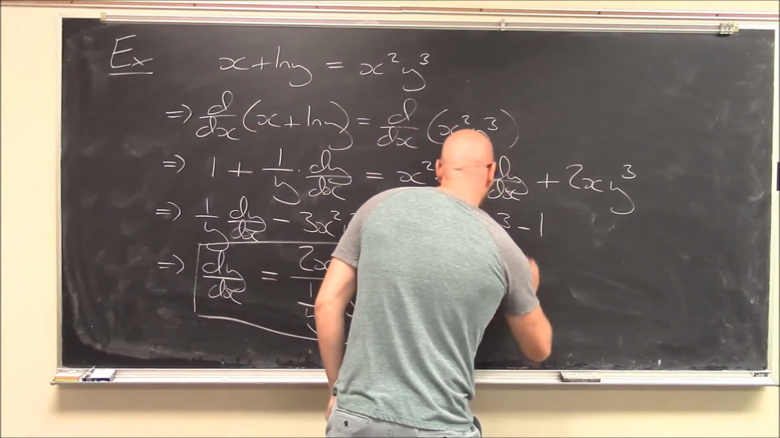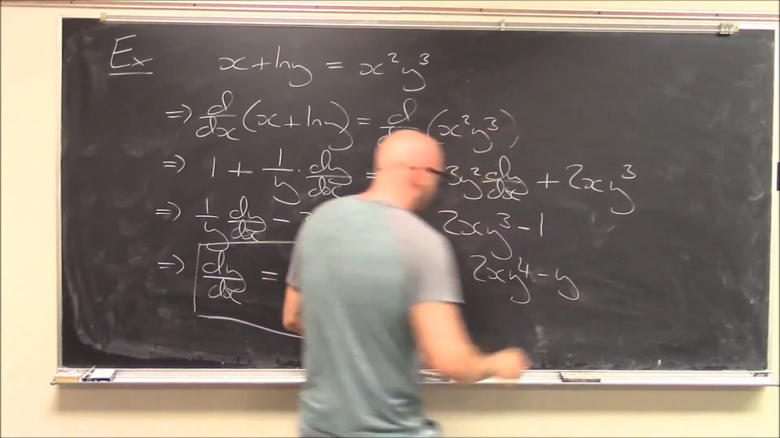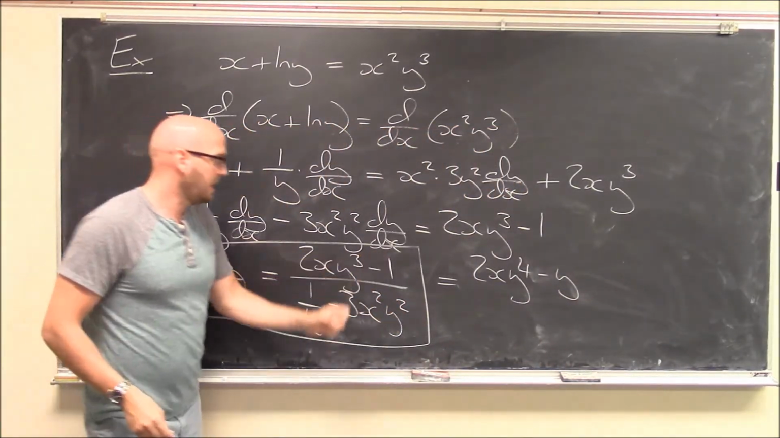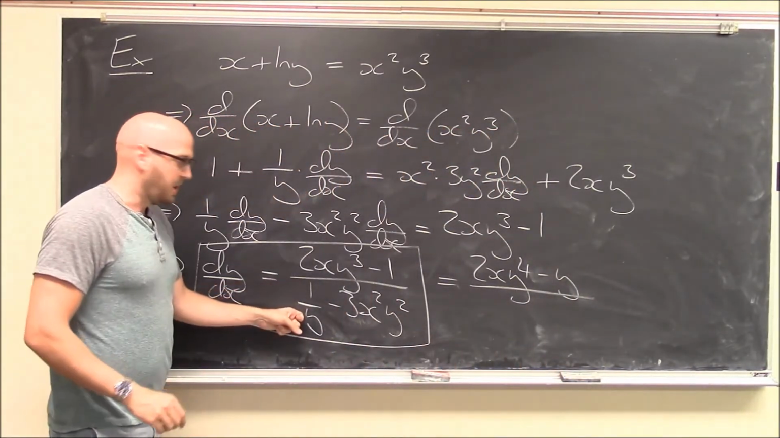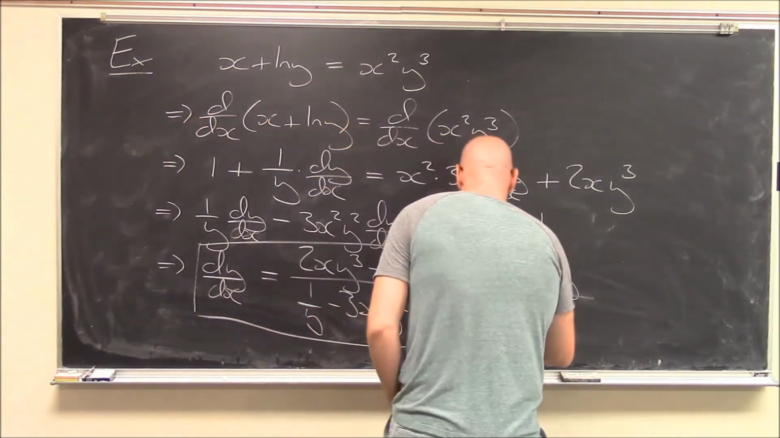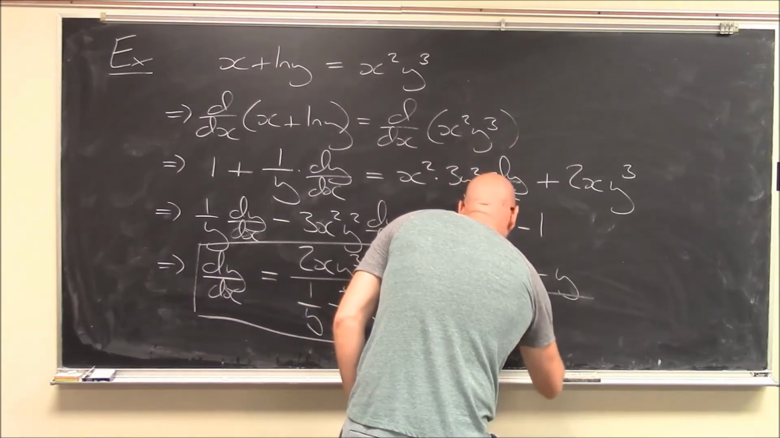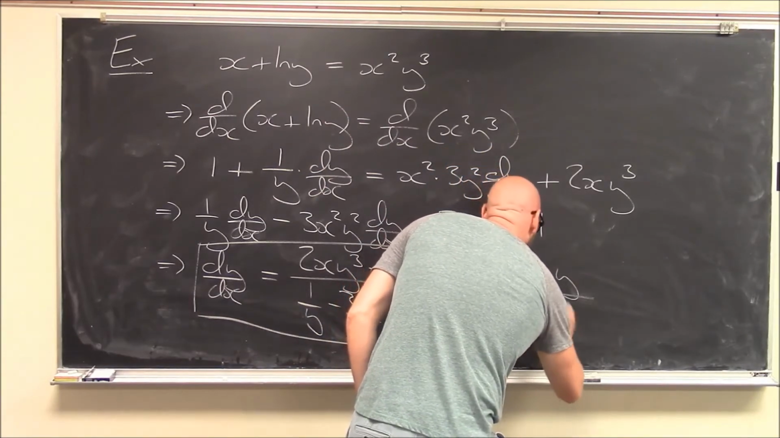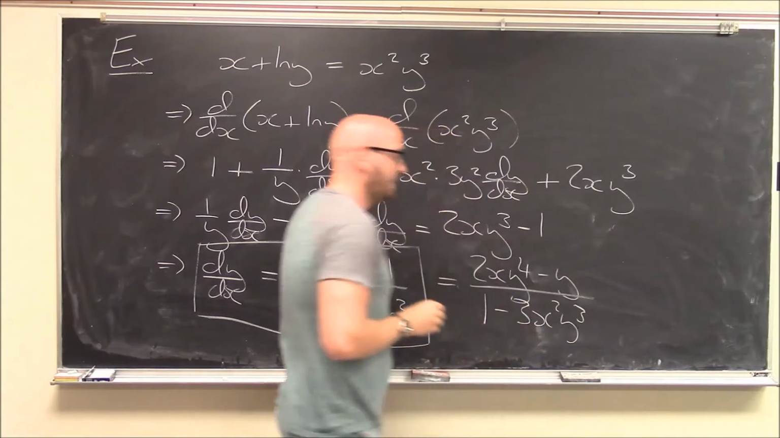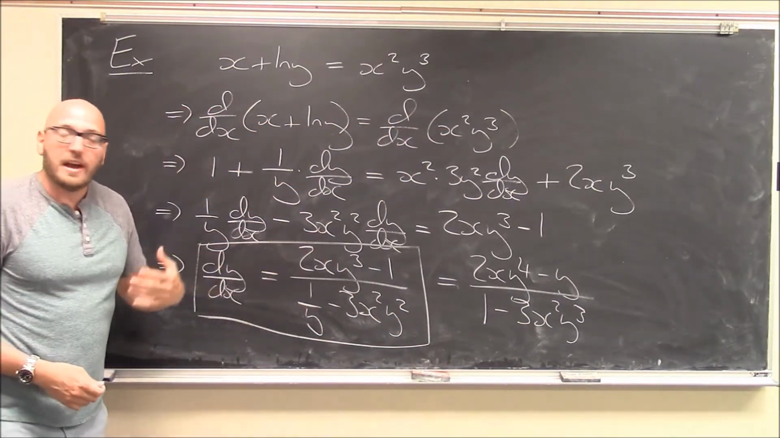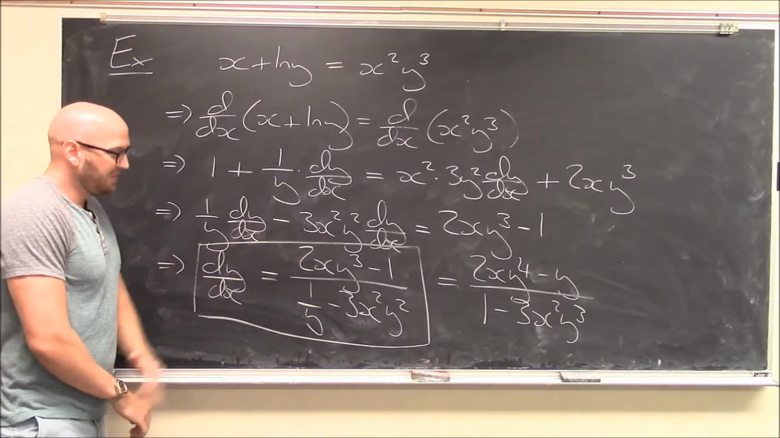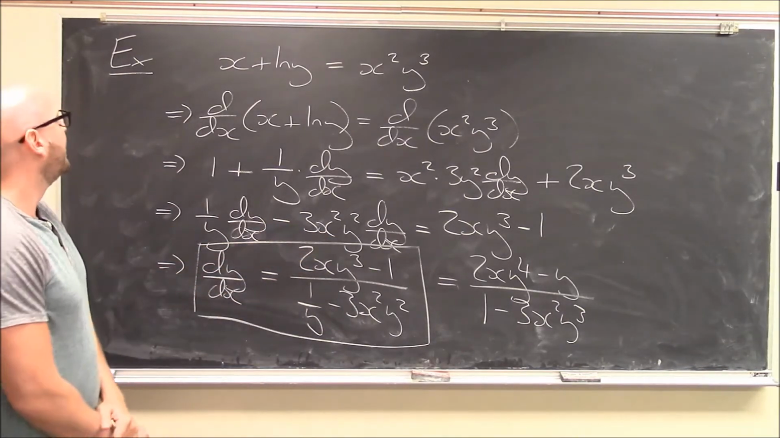2x y to the 4th minus y. So I multiplied everything on top by y, divided by, multiply everything on the bottom by y. So 1 over y times y is 1 minus 3x squared y cubed. And if you enter that into MyMathLab, it would recognize that's equivalent. It would accept that as well. It's a little bit of a prettier answer.